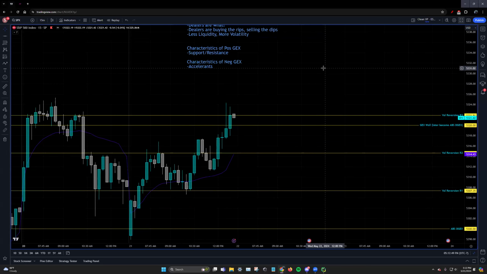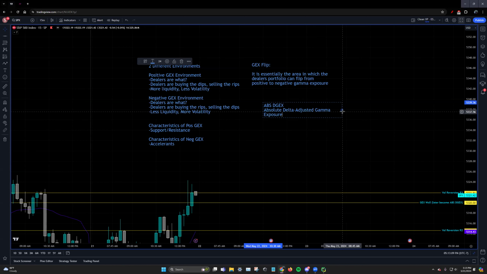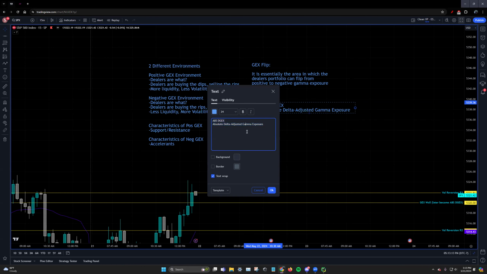Continuing forward, anything else for GEX that's super important? I guess I'll bring up ABS-D GEX, also short for absolute delta adjusted gamma exposure. Once again, just a short-term name for that. ABS-D GEX. And what is it? ABS-D GEX is a magnet, right?